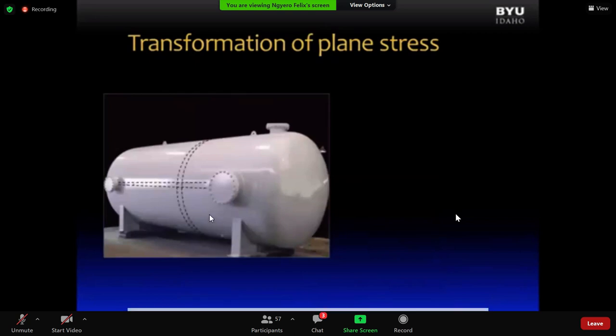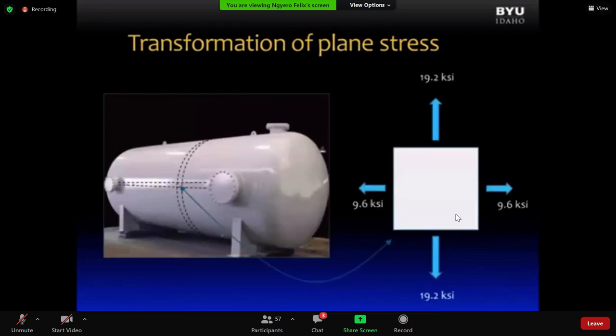A stress element can be used to show the stresses that are occurring in the tank wall. Instead of drawing a volume element or a cube to represent the material, I've shown a square. That's because our stresses are plane stresses, which means they occur in the plane of the tank wall. Now, the way I've drawn my stress element is important. I've aligned the edges of the element to be in the direction of the longitudinal stress and the circumferential stress. So you see, this stress element is coming from the surface. You pick just a small segment of this tank. That's what this element represents.